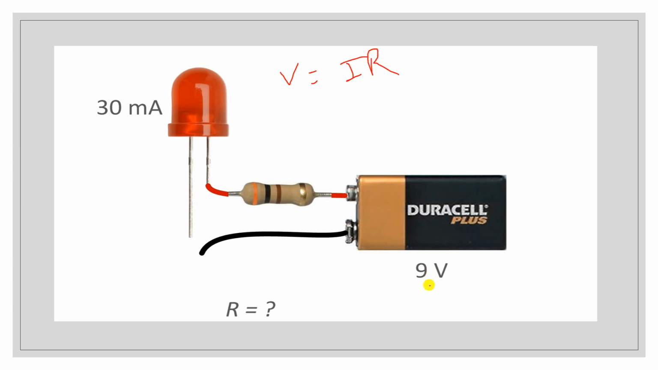We know the voltage and the current. So the resistance value R is equal to what? V divided by I. V is 9 volt. Current is 30 milliampere. 30 milliampere means 30 into 10 raised to minus 3. So it is 9 divided by 30 into 10 raised to minus 3. It is 3, it is the 10.